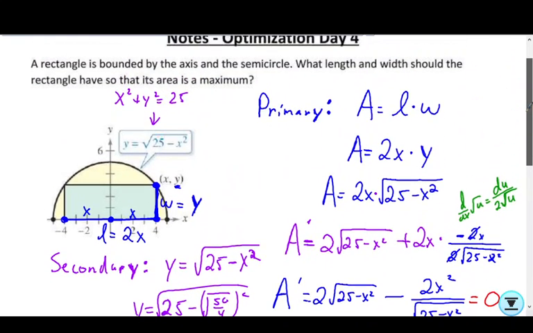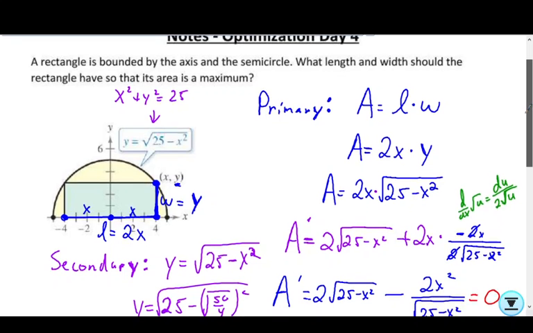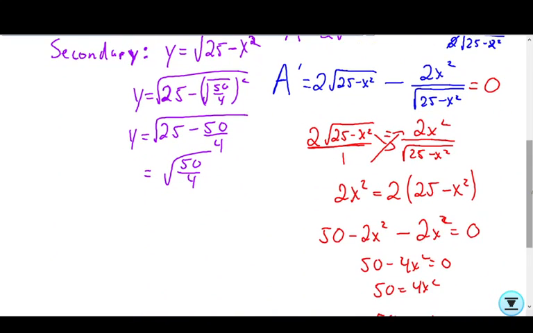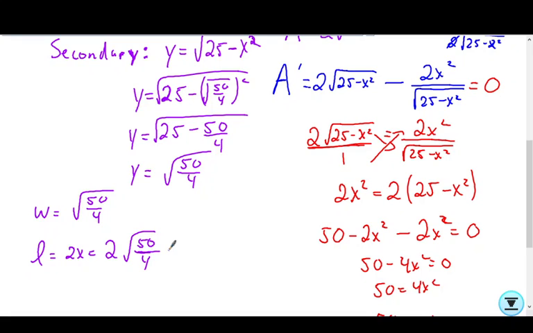So that's the length. Oh, sorry, that's just what y is. So my width is the square root of 50 over 4, and the length, which is twice x, is 2 times the square root of 50 over 4. And those are my answers. There you go. Optimization.